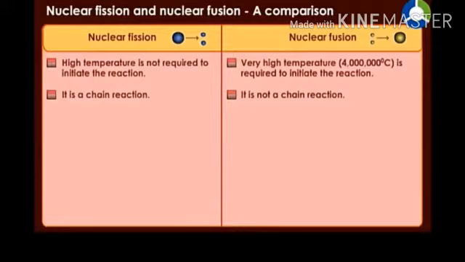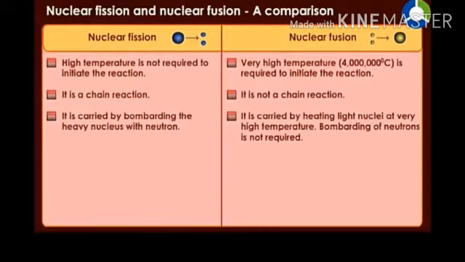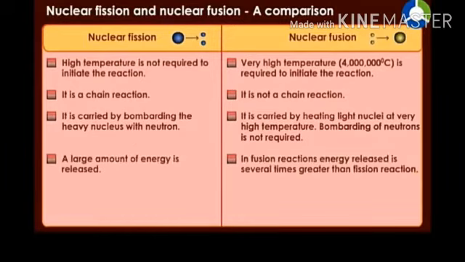Nuclear fission reaction is a chain reaction. Nuclear fission is carried out by bombarding a heavy nucleus with neutron. Nuclear fusion is carried out by heating light nuclei at very high temperature. Bombarding of neutrons is not required.